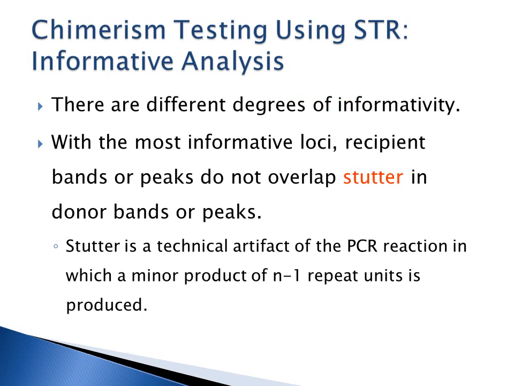So there's different degrees of informativity. The most informative loci, your recipient bands or peaks don't overlap or stutter in the donor bands or peaks. So stutter is a technical artifact of a PCR reaction where a minor product of your N-1 repeat unit is produced.